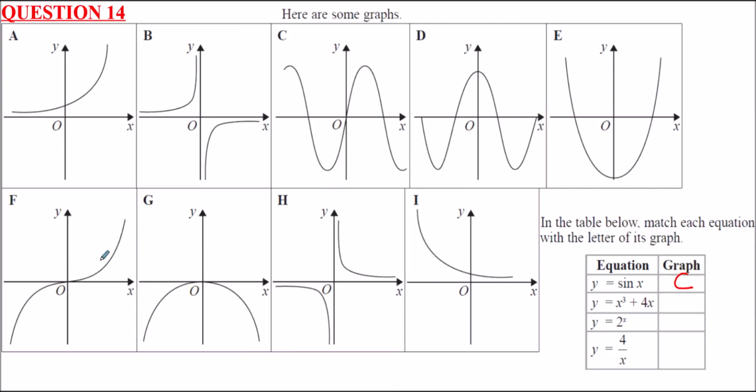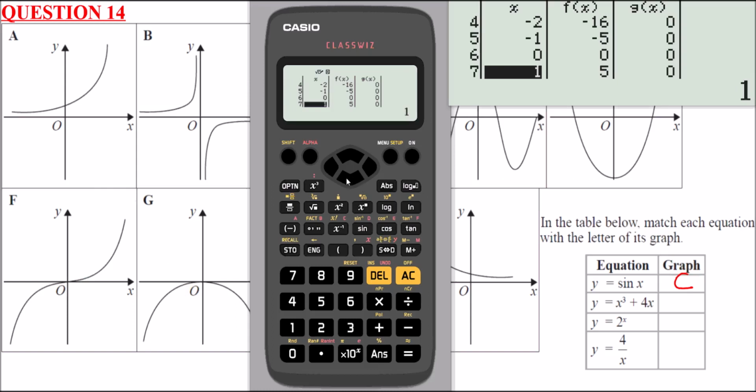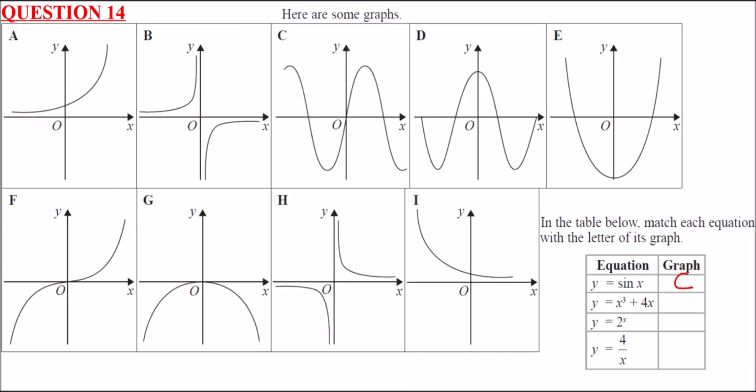C's already been taken. But then as x goes bigger, you can see here using this table, as x gets bigger, the values of y go very, very big indeed. 80, 145. So y is going really, really fast when x gets bigger. It looks like graph f, and in fact it is graph f.